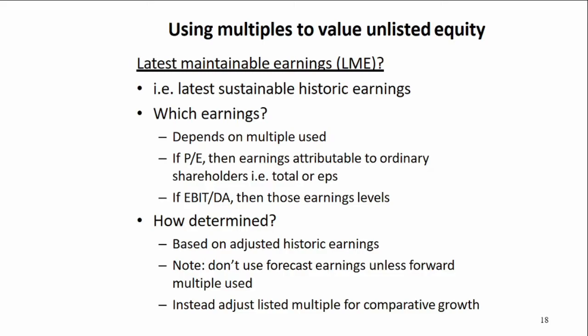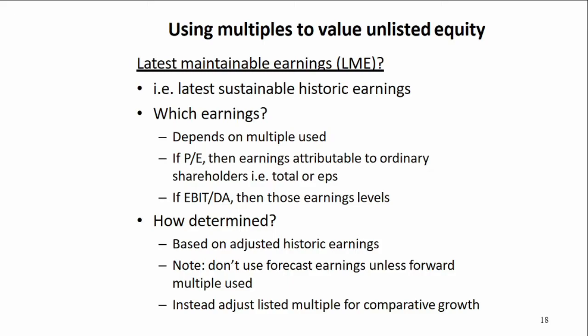So which earnings level are we looking at? And this depends on the multiple used. If we are doing the PE ratio method, then we want to obtain the earnings that are attributable to the ordinary shareholders because it is a direct valuation method. But if we are using the EBIT or EBITDA method, then we want to obtain those earnings levels. So here we would want to obtain the earnings before interest and tax, or if we are using the EBITDA method, then earnings before interest, tax, depreciation, and amortization.